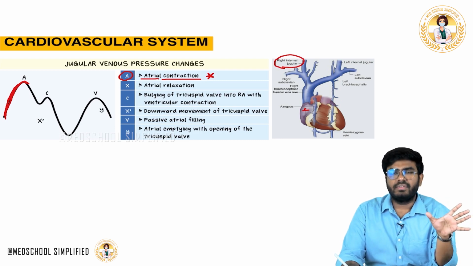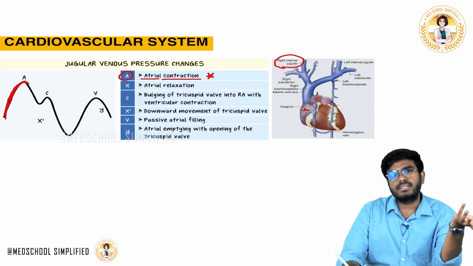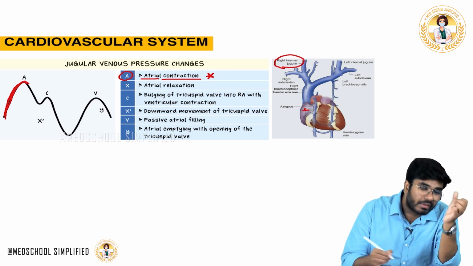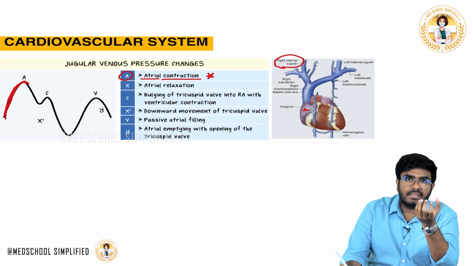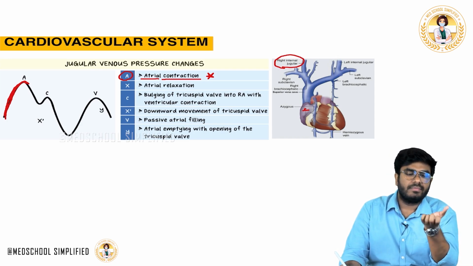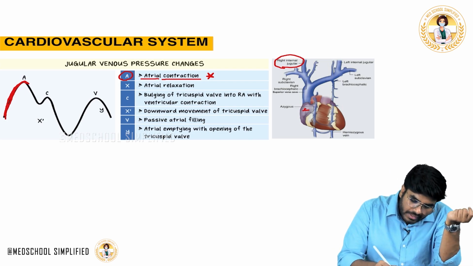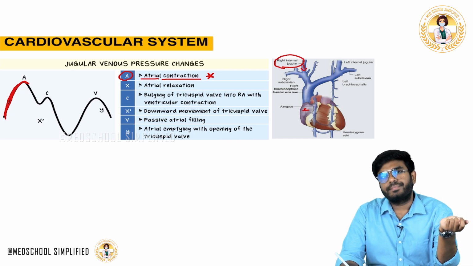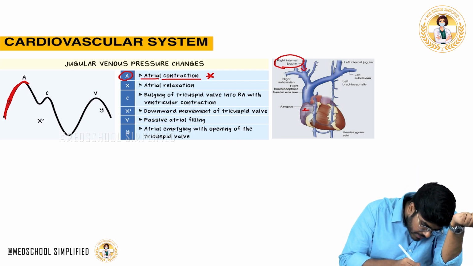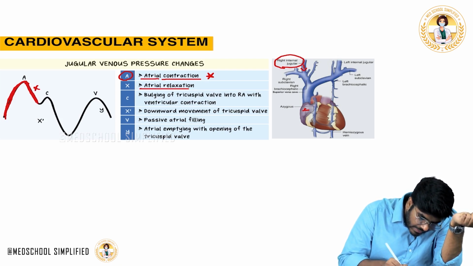Try to understand it like this. When the atria are contracting, the pressure inside the atria increases as well as the pressure inside the internal jugular vein. Now when the atria are relaxing, automatically the pressure in the atria becomes less. Automatically the pressure inside the internal jugular vein also decreases. See, the pressure inside the internal jugular vein is coming down. This is represented as the X wave. So the X wave is because of atrial relaxation.